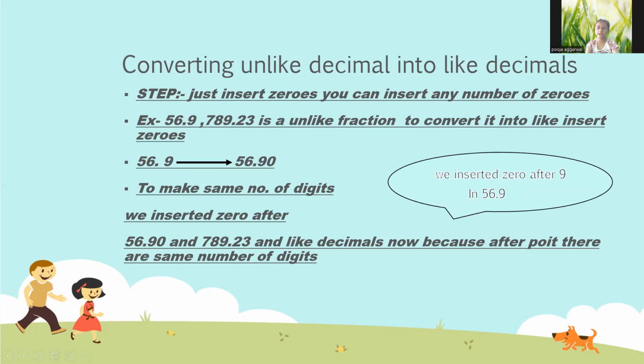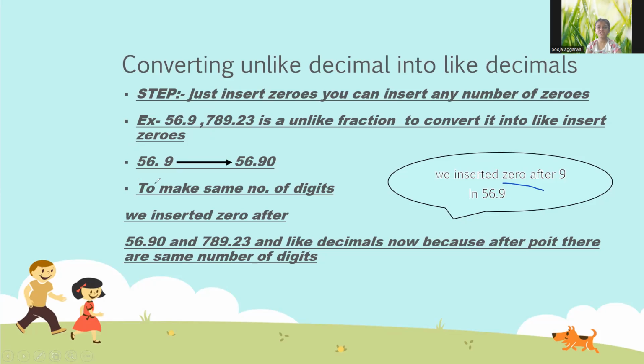Converting unlike decimals into like decimals. There is a very simple step: we just have to insert a 0. For example, there are unlike decimals 56.9 and 789.23. To convert them into like decimals, insert 0. You can insert any number of zeros.